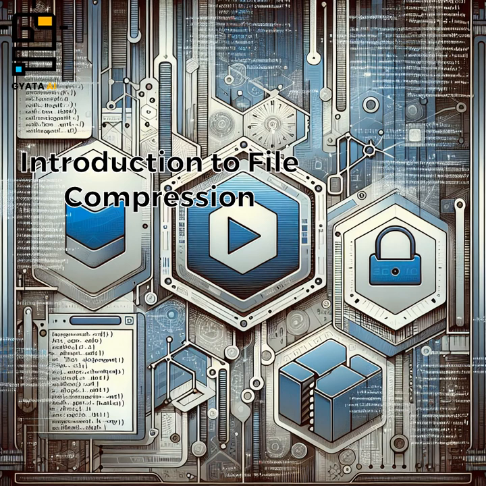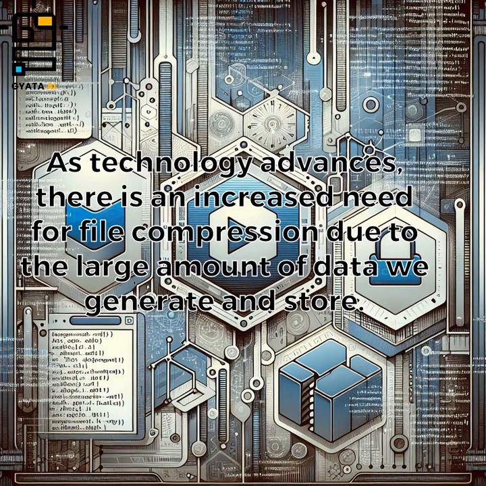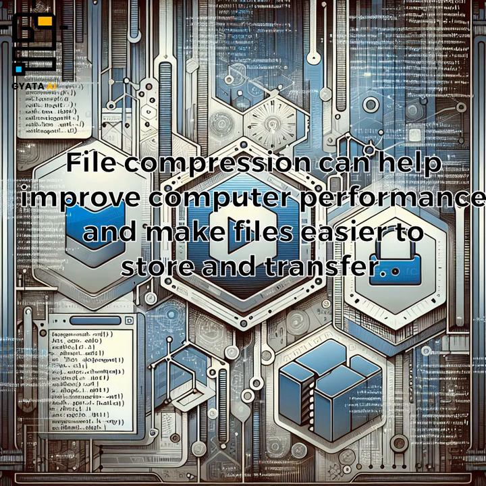Introduction to File Compression. File compression is the process of reducing the size of a file by encoding data in a way that uses less space. As technology advances, there is an increased need for file compression due to the large amount of data we generate and store. File compression can help improve computer performance and make files easier to store and transfer.